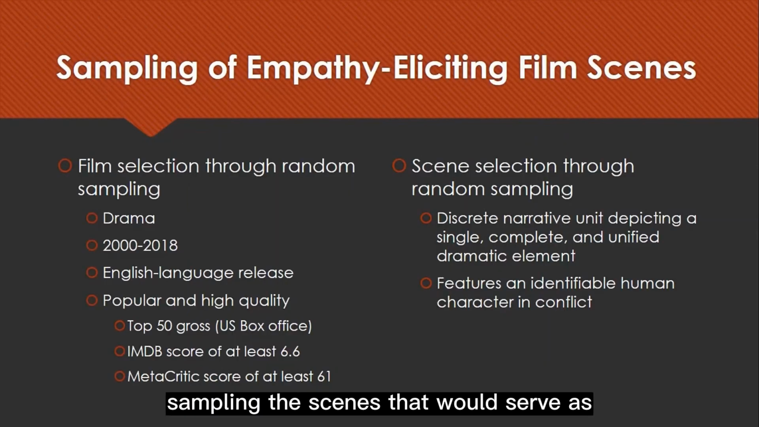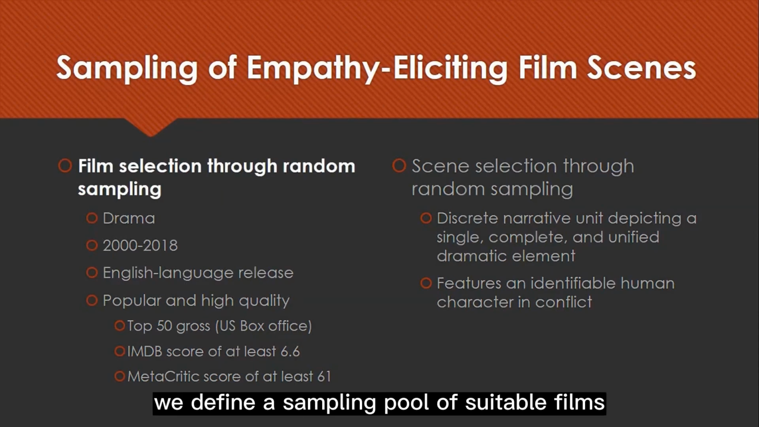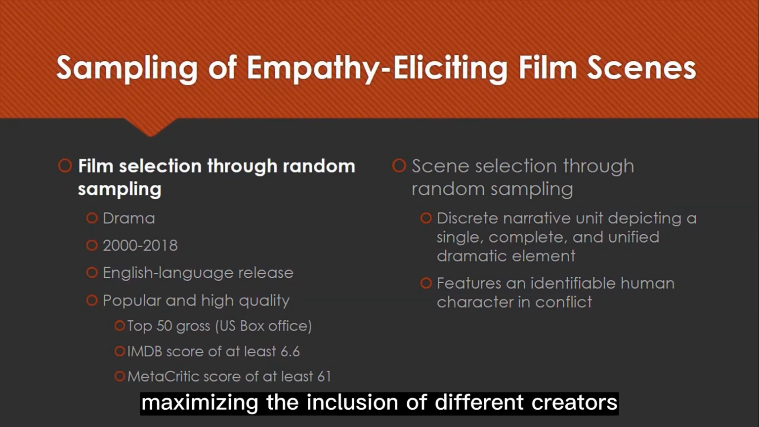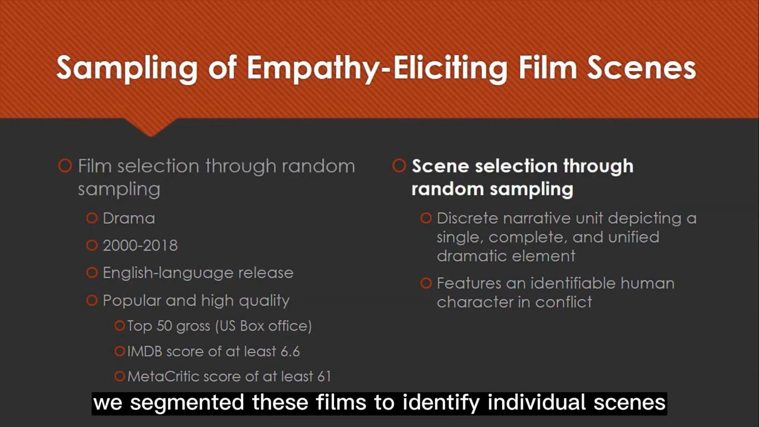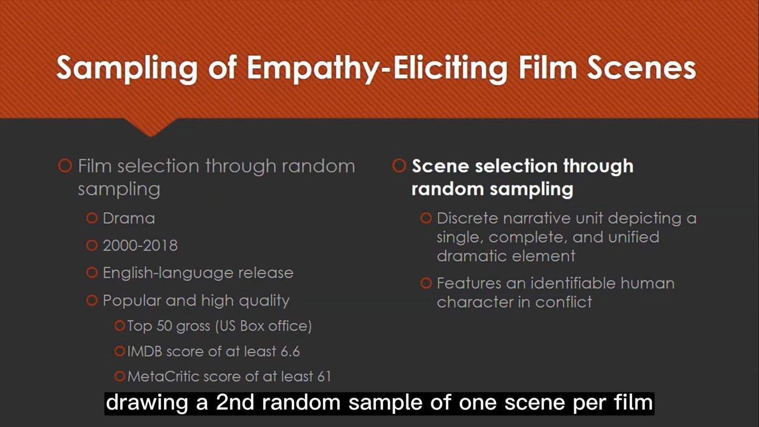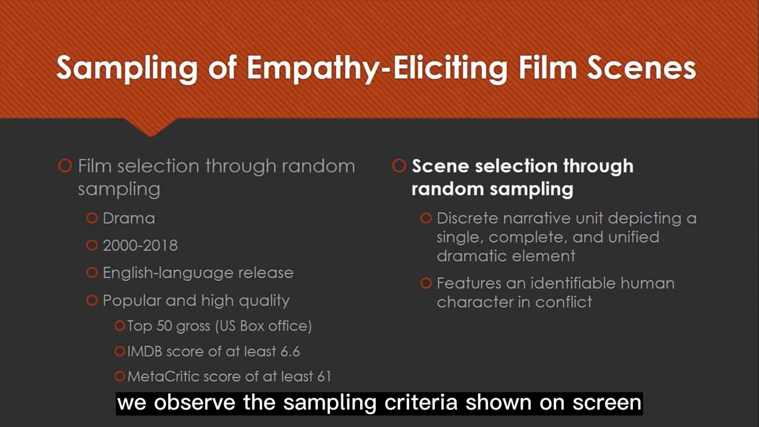Sampling the scenes that would serve as both subject and stimulus took place in 2 steps. In the first step, we defined a sampling pool of suitable films and drew a random sample of 100 films, maximizing the inclusion of different creators. In the second step, we segmented these films to identify individual scenes, drawing a second random sample of 1 scene per film for all eligible scenes. In doing so, we observed the sampling criteria shown on screen.